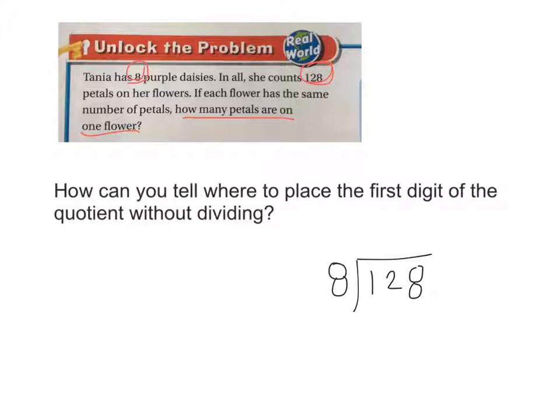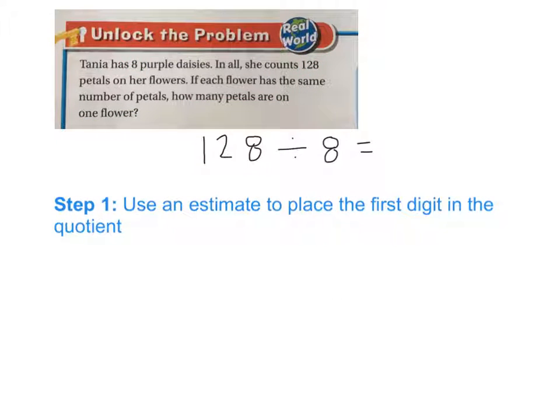So now the question is, how do we know where to put the first digit of our quotient, of our answer, without even dividing? One way you can do this is to use an estimate to place the first digit of the quotient. We know that the number 160 can be easily divided by 8. We know that 160 divided by 8 is 20. 160 is pretty close to 128, which is our original dividend.